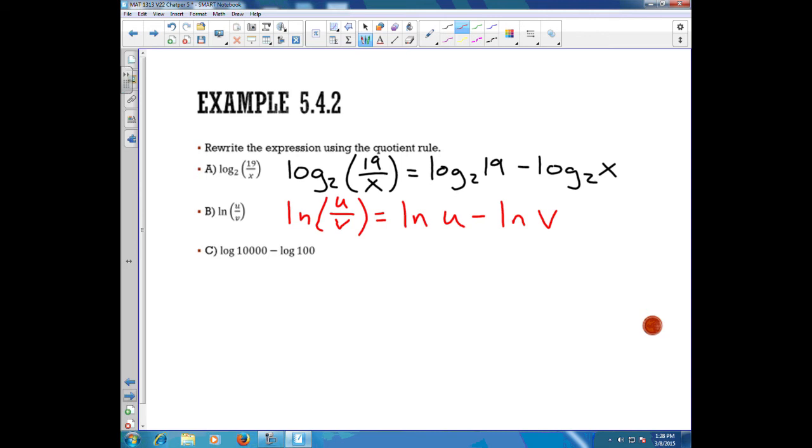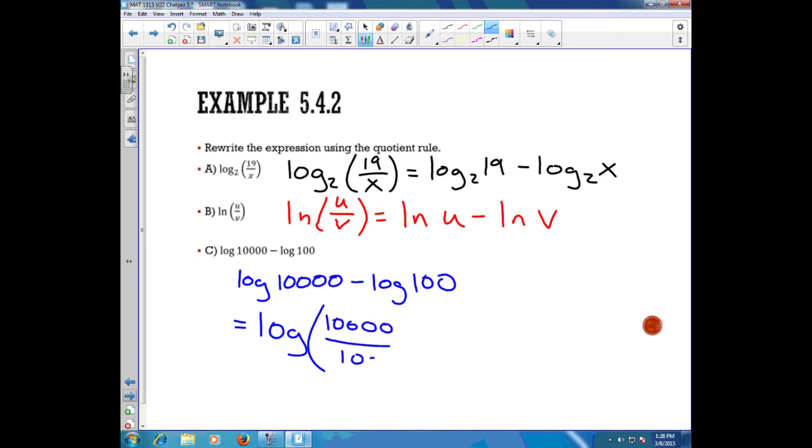And finally, going the opposite way, we have the log of 10,000 minus the log of 100. We could rewrite that as one log with a quotient, 10,000 divided by 100, which we divide 10,000 by 100, we get log of just 100, and the log of 100 is just 2.